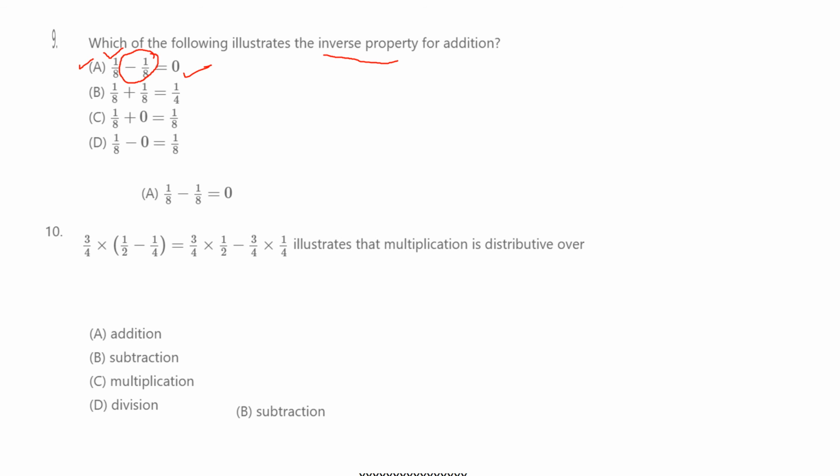10th one, 3 by 4 into bracket of 1 by 2 minus 1 by 4 closing bracket equal to 3 by 4 into 1 by 2 minus 3 by 4 into 1 by 4 illustrates the multiplication is distributive over subtraction only. So answer is subtraction. Thank you students.